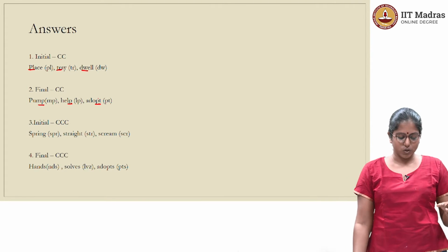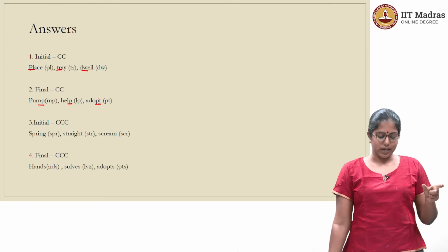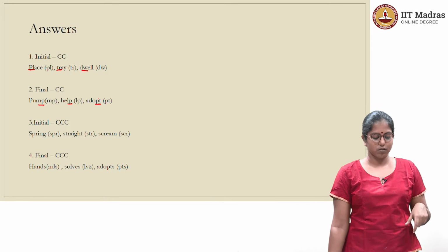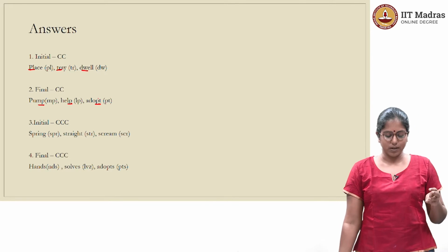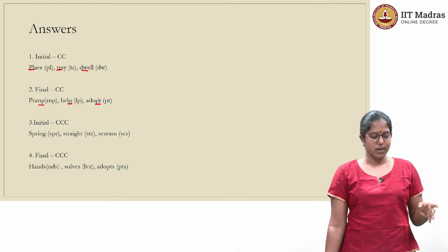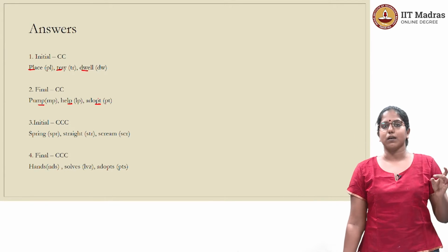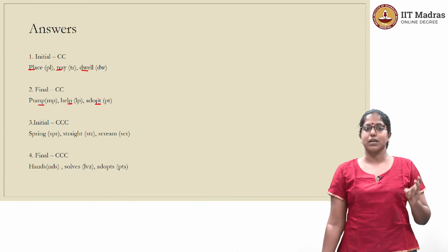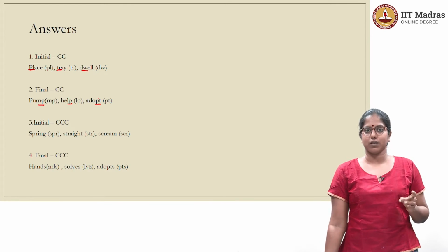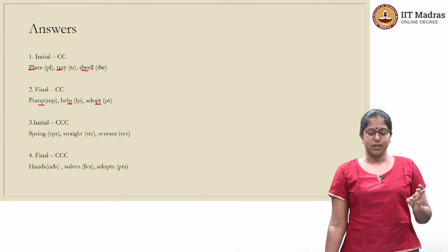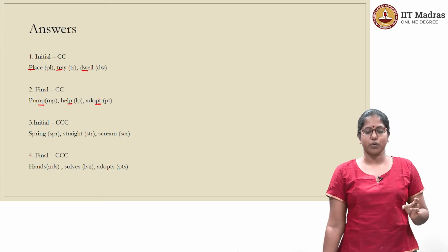The third question is to come up with the initial consonant cluster pattern CCC. What is that? Spring, straight and scream. So here if you see, it is S, P and R sounds coming together. In the second word it is S, T and R sounds coming together. And in the third word, S, K and R coming together.